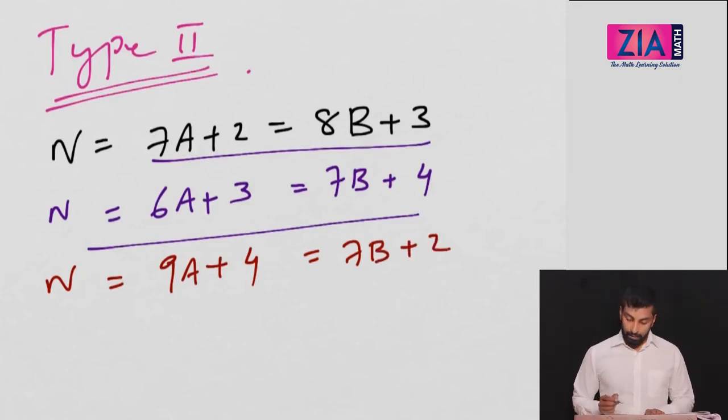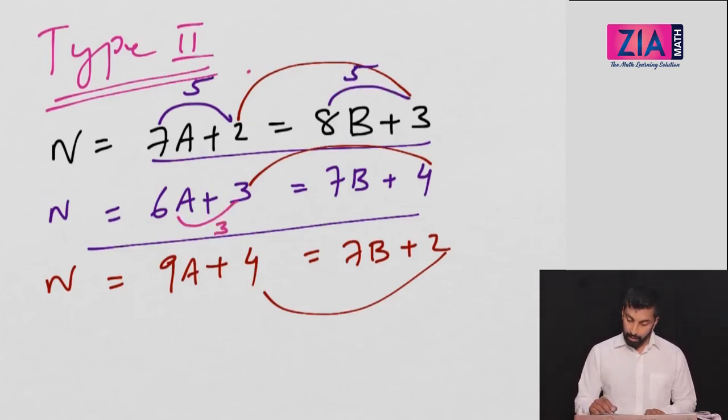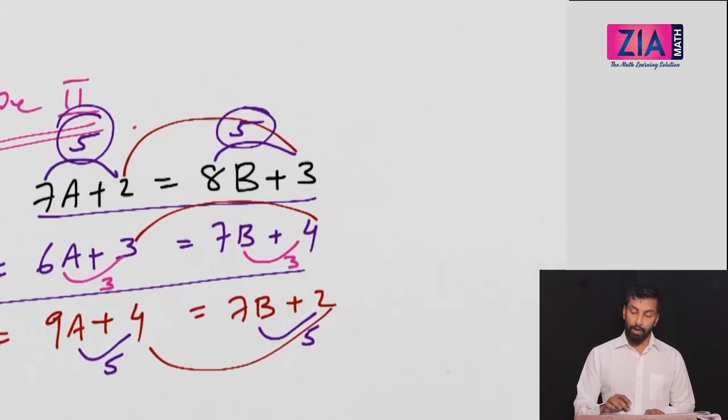Now, what is this type? If you see here, the remainders are not the same, right? Remainders are different. But what is the similarity? If you observe the difference between the divisor and the remainder, here it is 5, here it is 5. Okay? If you look at this, the difference is 3, the difference is 3. Now, if you look at this, the difference is 5, the difference is 5. So what is common here? The difference between the divisor and the remainder is the same. In this case it is 5, here it is 5. So this is what we call type 2.